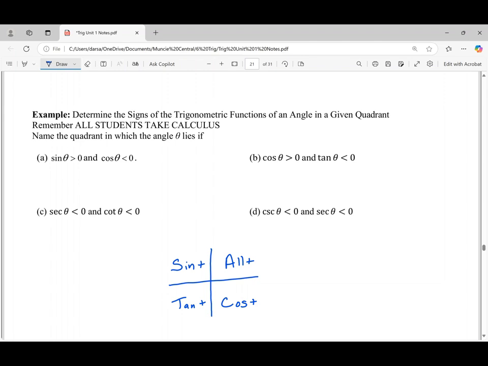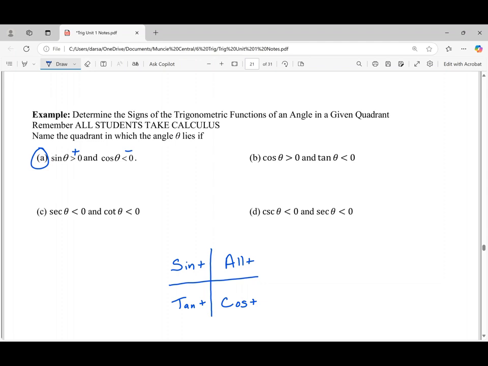So if they tell us, for instance, as in this first problem, that sine is greater than 0, now let's think about that. What does greater than 0 mean? It means sine is positive. If something's greater than 0, it's positive. If something's less than 0, it's negative. And cosine is less than 0, so cosine is negative.